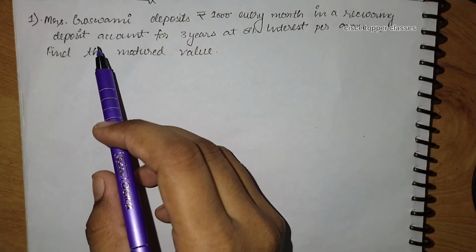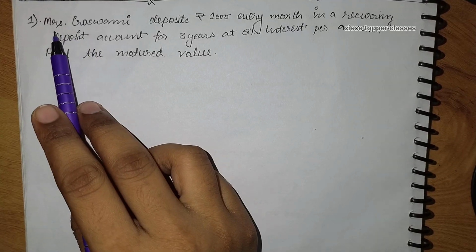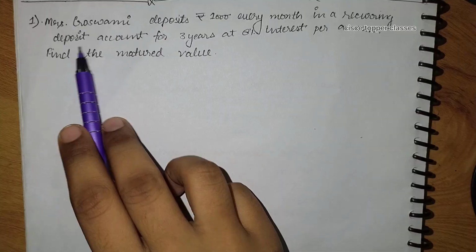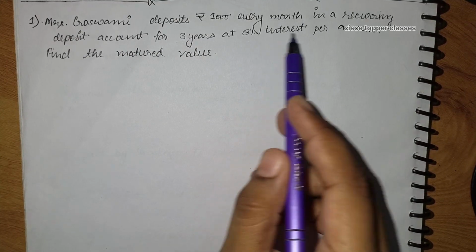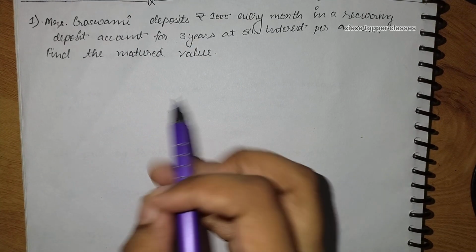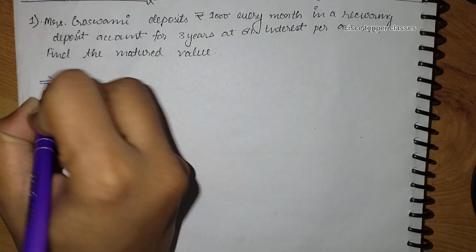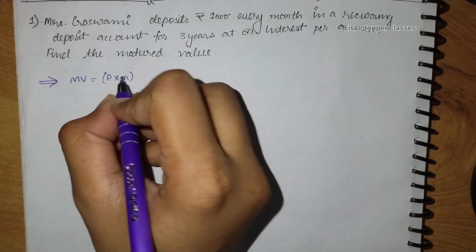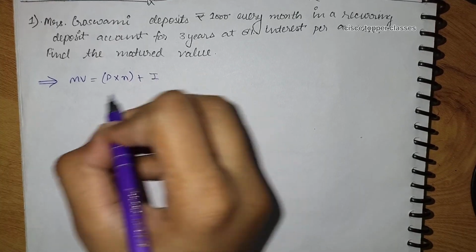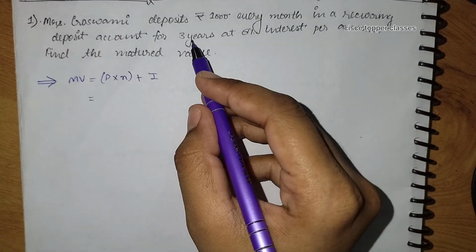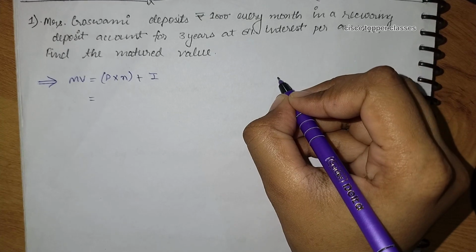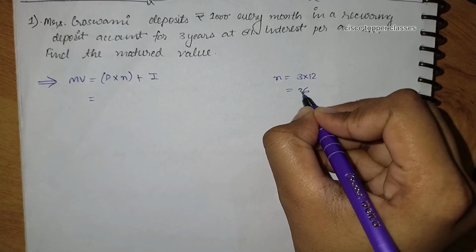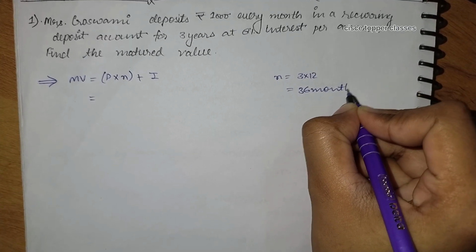Now let us solve question number 1 of this exercise 2. Mrs. Goswami deposits rupees 1000 every month in a recurring deposit account for 3 years at 8% interest per annum. We have to find the matured value. We know the formula for matured value: P into n, number of months, plus interest. The period is 3 years, so n is equal to 3 into 12, that is 36 months.